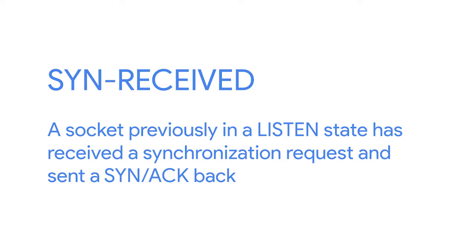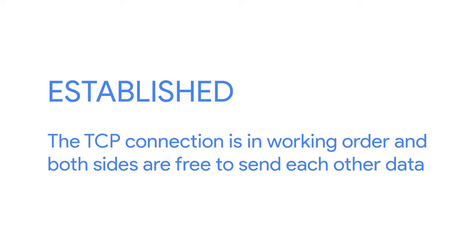SYN received. This means that a socket previously in a listen state has received a synchronization request and sent a SYN ACK back, but it hasn't received the final ACK from the client yet. You'd see this on the server side only. Established. This means that the TCP connection is in working order and both sides are free to send each other data. You'd see this state on both the client and server sides of a connection. This will be true of all the following socket states too, so keep that in mind.